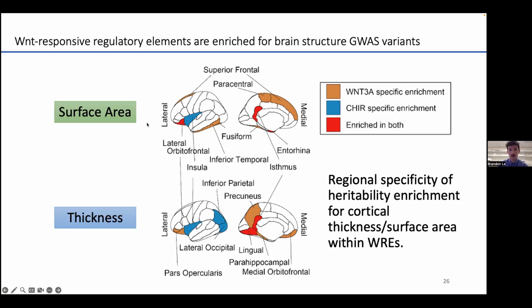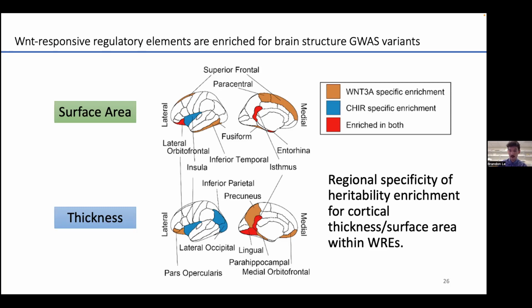So on the top, I'm showing a diagram of the brain and highlighting the regions where we see an enrichment of variants that have to do with surface area within these Wnt-sensitive elements, and down here for thickness. Some of these regions show enrichment under both Wnt3A and CHIR, and some of them showed specific enrichments to one or the other of the stimuli. So together with all this enrichment analysis of heritability, we can see that these changing regulatory elements seem to be relevant to brain traits.